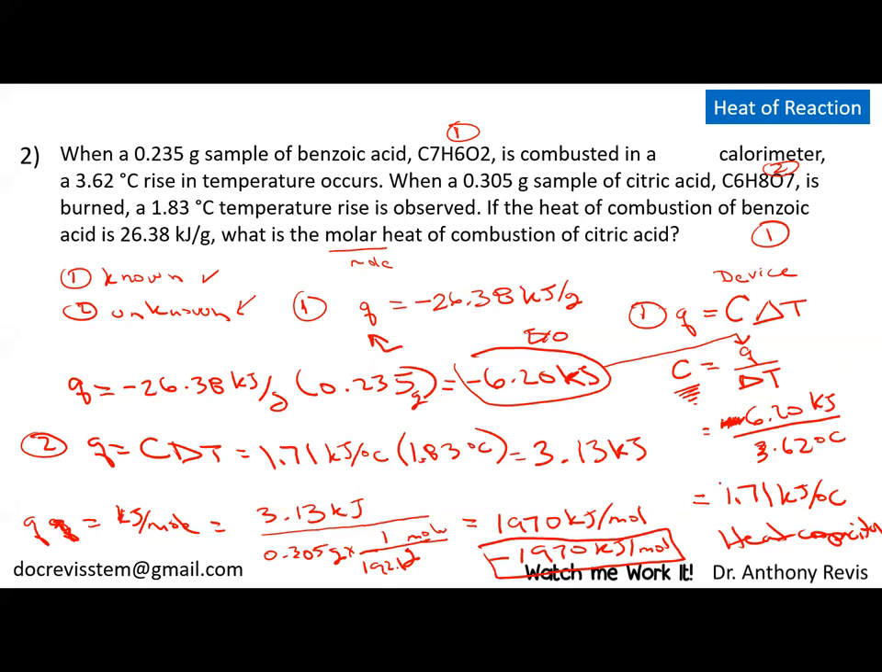So the key to doing this type of problem is this: recognize there are two problems. One is to get C. The second is to use C. And if it says per mole, then you are simply converting to moles by using the molar mass, which is what we did on the bottom here. So that's how you work that type of problem.